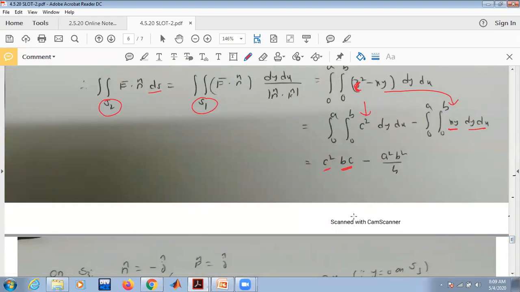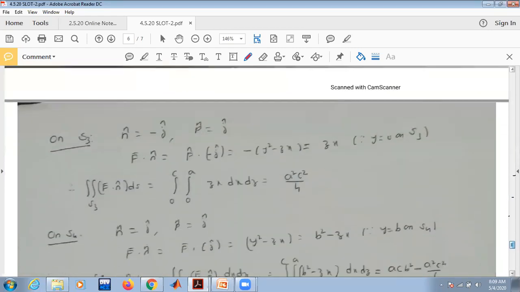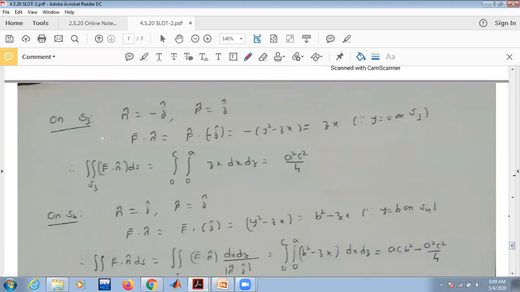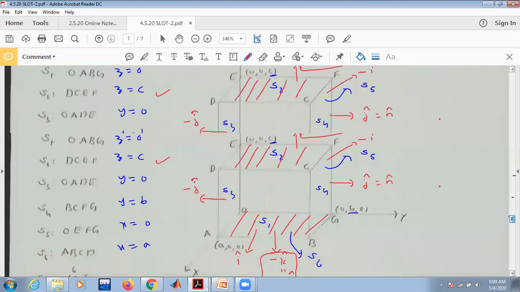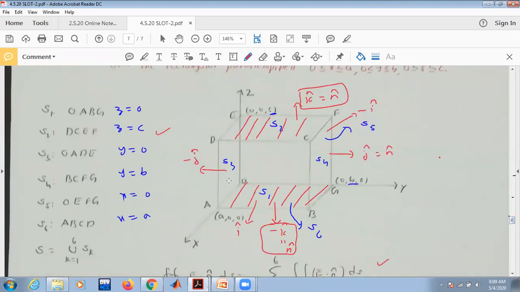In a similar manner, you are going to compute the remaining two pairs of integrals. Totally four more integrals are there. So on S3, S3 is a part of XZ plane. You can see this is S3. S3 is part of XZ plane. Therefore, its equation is y equal to 0.